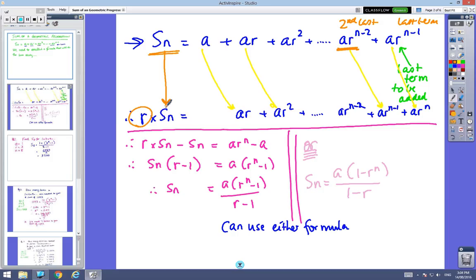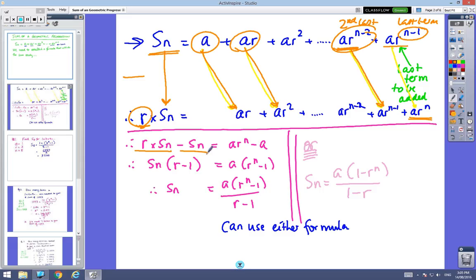So what happens is the first term moves across by 1, a times r is ar. The second term moves across by 1, etc. So at the end, the second last term moves across and matches up with the last term, and the last term, when you multiply it by r, you end up with ar^n. Okay, so the trick now is we subtract, and we're subtracting uphill, so we subtract the second line minus the first line, and all these terms in the middle just disappear, and all you're left with is this term at the end, ar^n, minus the first term, because we're subtracting uphill.